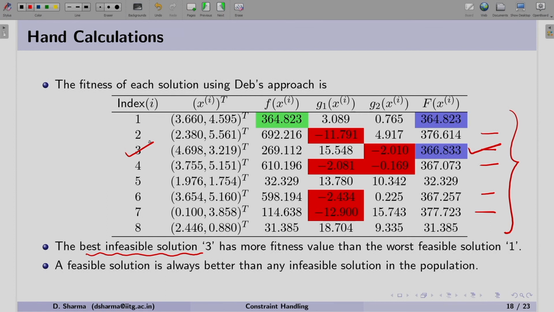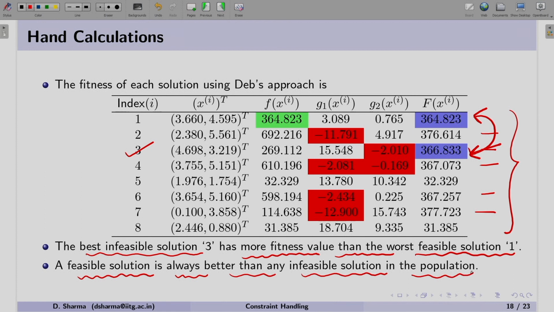Now, let us compare the fitness of solution 3 versus solution 1. Why 1? Because 1 is the worst feasible solution and solution 3 is the best infeasible solution. So, the observation here is that the best infeasible solution number 3 has more fitness value than the worst feasible solution number 1, which suggests that a feasible solution is always better than any infeasible solution in the population.